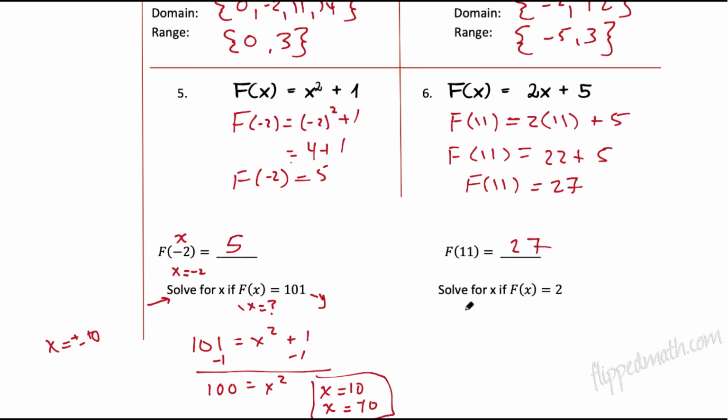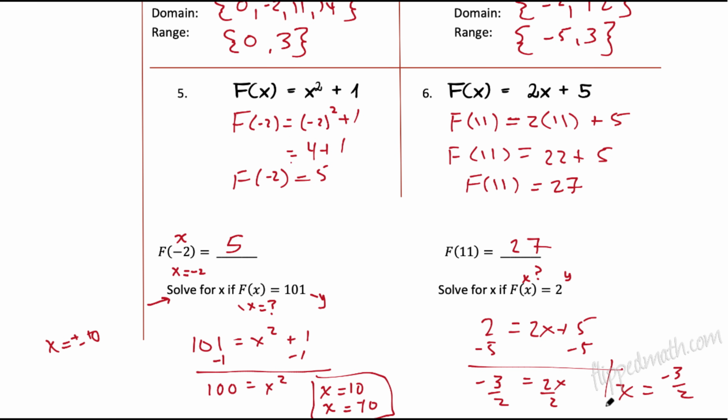Now, solve for x if f of x is 2. Remember, we don't know what x is, so I have a question mark. But we know that the y value is 2, or f of x equals 2. So I'm going to write 2 equals 2x plus 5. If I subtract 5 from each side, I get -3 equals 2x. And then when I divide by 2, x is going to equal -3 halves. That is an ugly fraction. It's okay, it's a fraction. We good. Let's do some more.